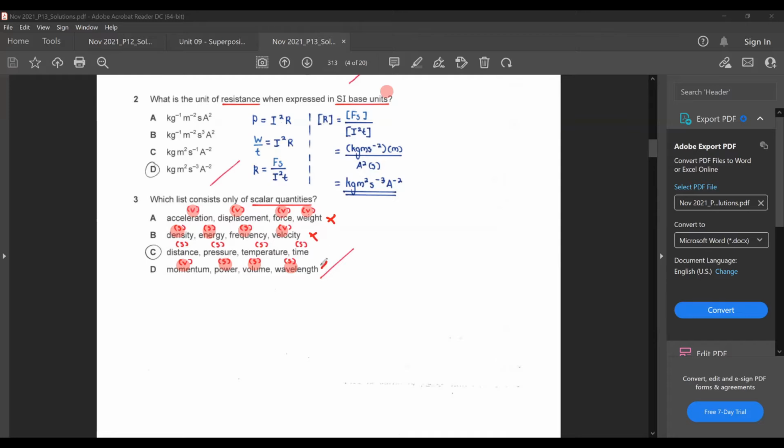We want only scalars. If you look at answer choice C, distance is scalar, pressure is scalar, temperature is scalar, time is also scalar. So these are all scalars. Answer is C. So there's no big issues here.